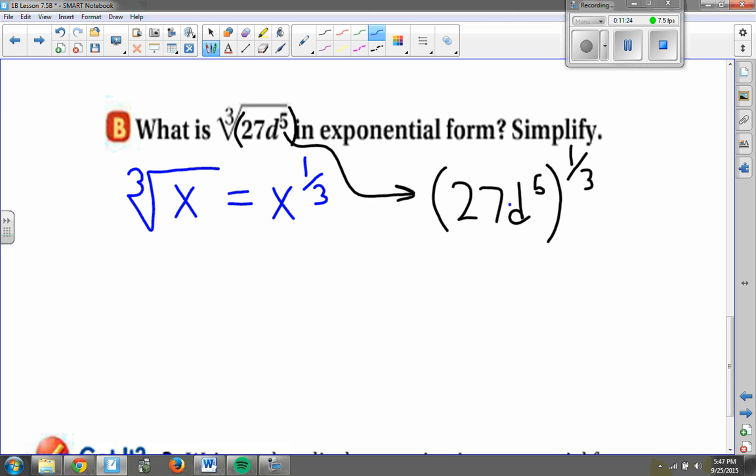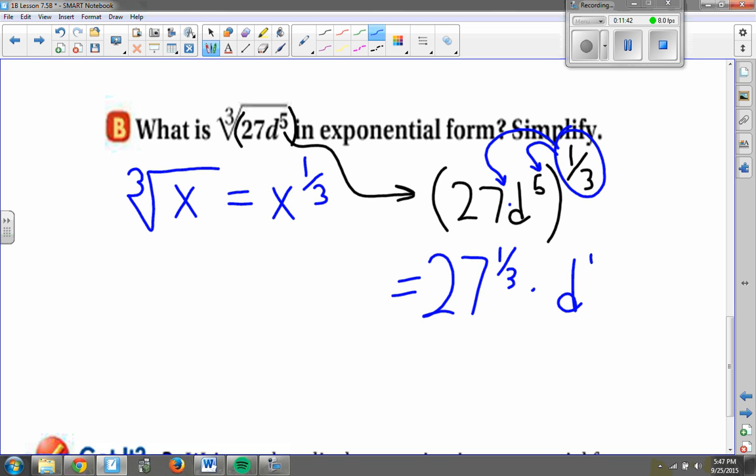Okay? So that means I need to take this 1/3 power and I need to attach it to the 27 and I need to attach it to the d to the 5th. Right? So I'm going to do both of those. This is the same as or equal to 27 to the 1/3 power times d to the 5th to the 1/3 power. Okay? The 27 to the 1/3 power, hopefully we can figure that out, or maybe we know it by now, that 27 to the 1/3 is 3. Right? That's the cube root of 27.